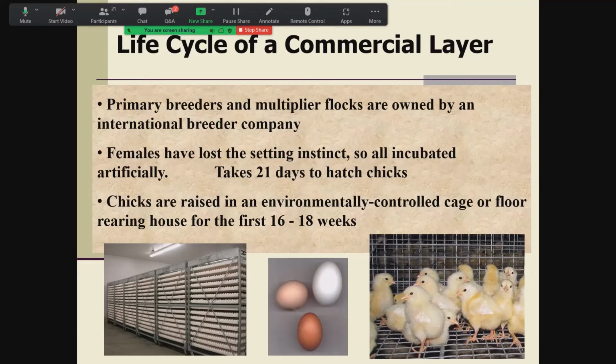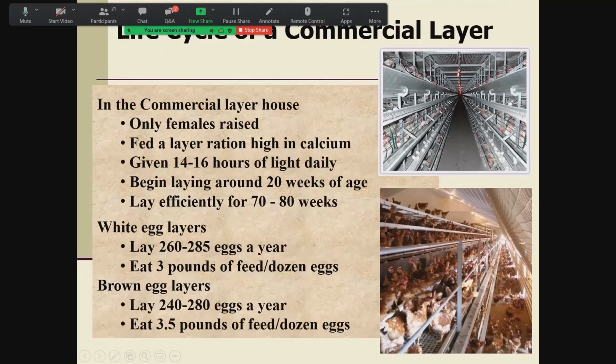These birds are then raised in environmentally controlled buildings that are either cage or floor reared, depending on their next step in life. If they're in comfort cages or in a totally floor setting, they're reared in a setting that makes them prepared well for the next part of their life. And they're raised that way for 16 to 18 weeks. Then they're transferred to laying facilities.